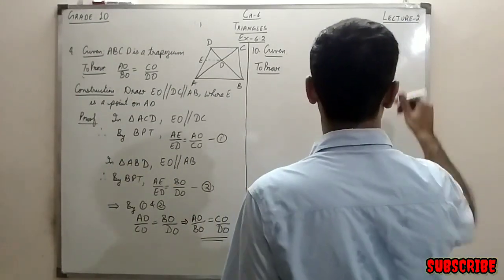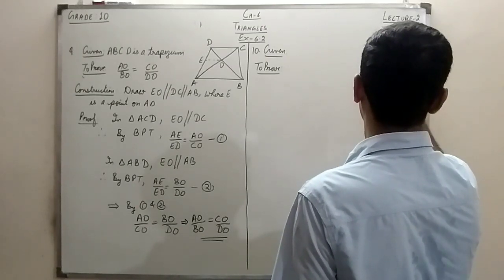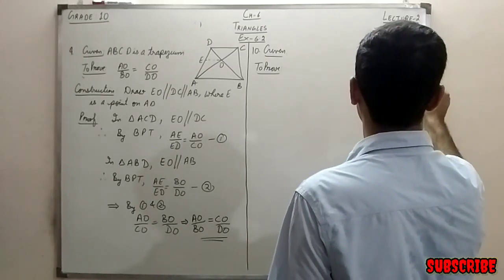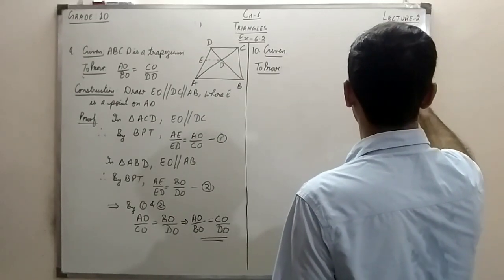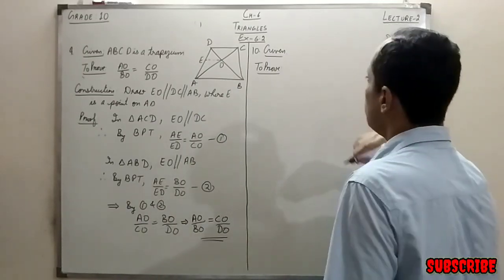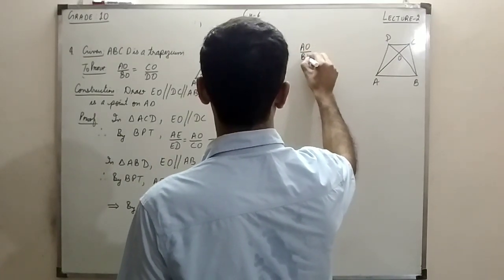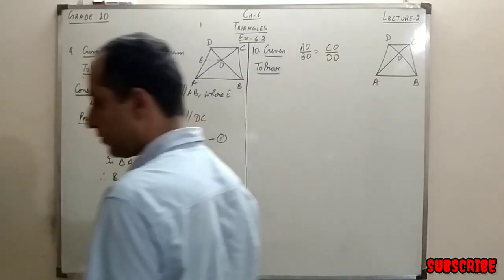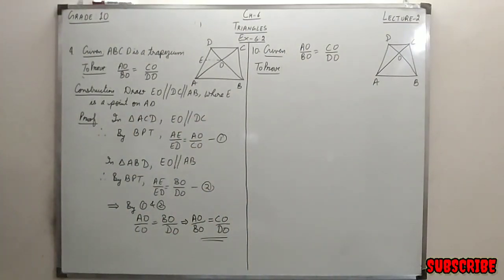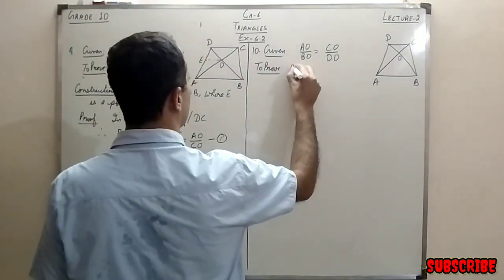So, I again make a quadrilateral somewhere here, and this is A, B, C, D, and the diagonals are again meeting at point O. So, what is given to me is that AO by BO is equal to CO by DO. Now, this is given to me, and what I have to prove? I have to prove that ABCD is a trapezium.